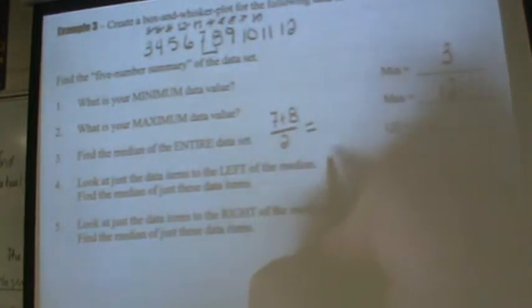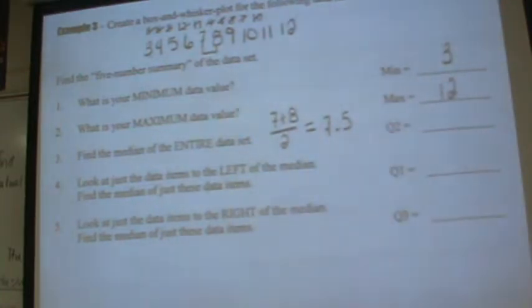Would it just be 7.5? So our 2 middle numbers are 7 and 8 because now we have 4 values on that side and 4 values on that side, so these are our two middle numbers. So to find that median, it's 7 plus 8 divided by 2. And that again gives you 7.5, like we did earlier.